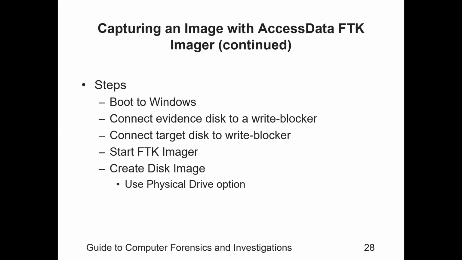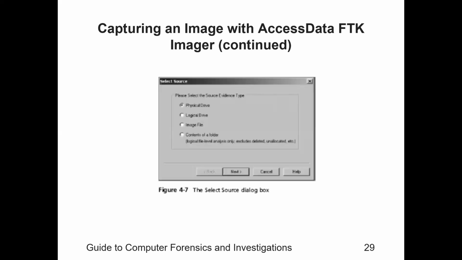Boot to Windows, connect the evidence disk to a write blocker, connect our target disk to the write blocker, then you start your FTK Imager. We click File and Create Disk Image. That one we have saved, and we will see. We use our physical drive option. Let us see, physical drive option, you remember what it contains?